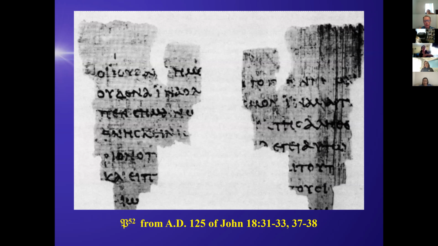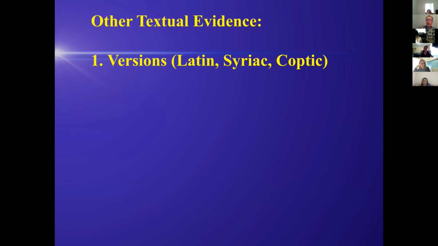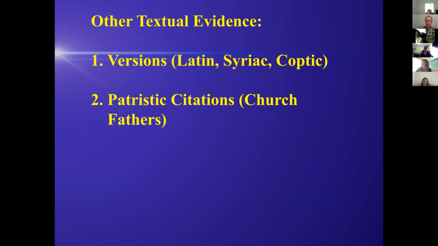The oldest manuscript that we have is that of P52, generally dated around AD 125. We'll talk about this one a little more later. We should also note that there are other kinds of evidence besides Greek manuscripts. There are versions, and this is translations into other languages, most notably Latin, Syriac, and Coptic. And then the final category of other evidence would be patristic citations. And these are citations from the church fathers.